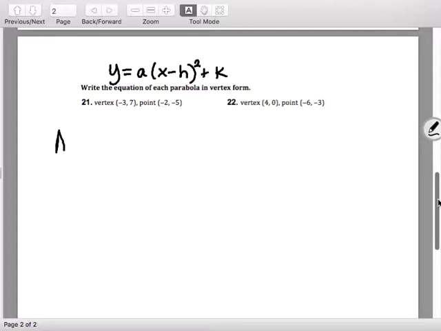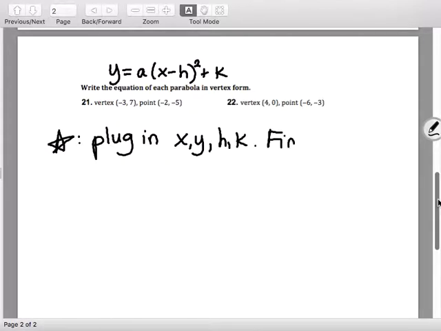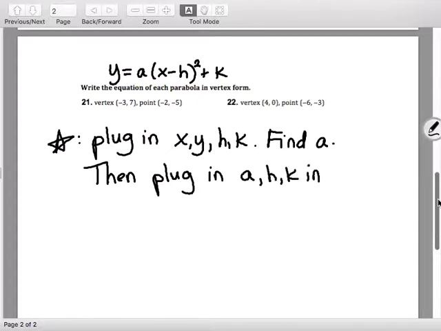We're going to write ourselves a note, okay? You're going to plug in x, y, h, and k. Find A. Then plug in A, H, K into the vertex form. So when you tell me that you don't remember, I want you to look at your notes, like I'm giving you these beautiful notes. All right, so I'm going to do the 21 with you, then I'm going to let you try 22 on your own. So here we go.